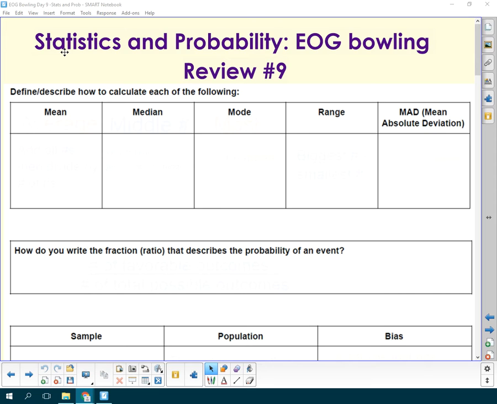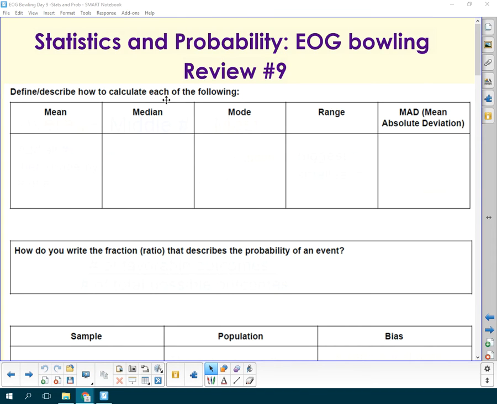This is bowling review number 9. These are the last units we did this year, unit 10 on statistics and probability, so it's the most recent thing in your head. I'm going to give you some notes, and I'm not going to do any practice problems for you today because it's the most recent thing that we've done. I'm just going to review some words.